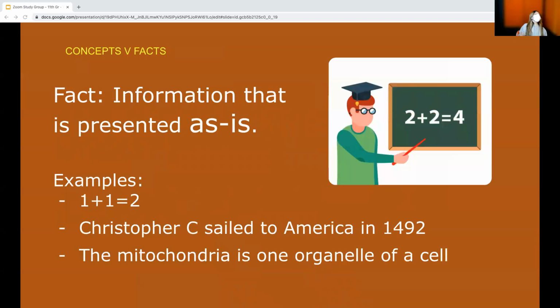So moving forward, a fact is information that is presented as is. Some examples include 1 + 1 = 2. Christopher C. sailed to America in 1492. And the mitochondria is one organelle of a cell. So again, these are things that are proven. They're not arguable because they are known to be true. So you cannot argue that 1 + 1 is not 2 because scientifically, mathematically, that has been proven. So there's no other scenario or appropriate response to the question, what is 1 + 1, besides 2?